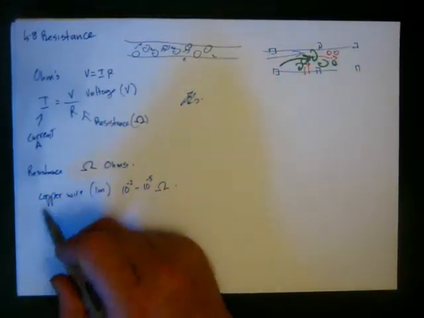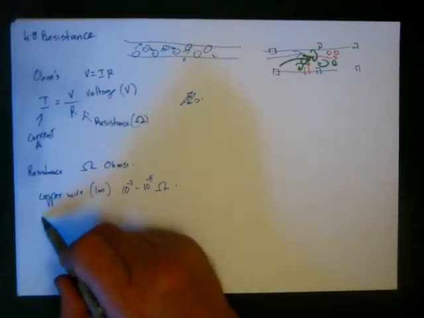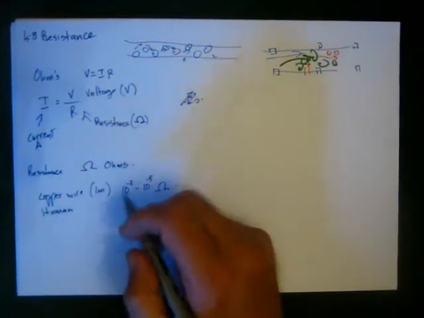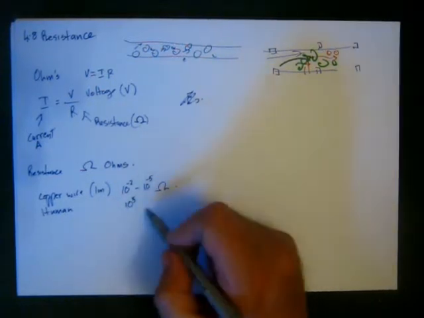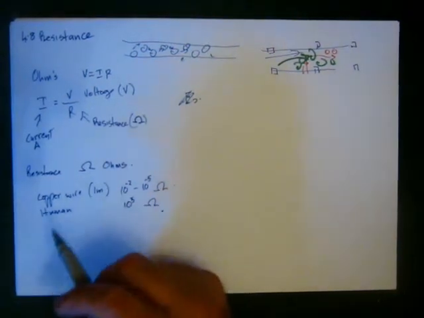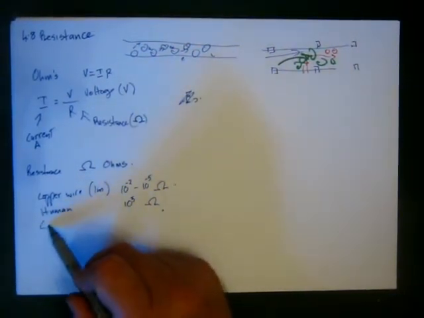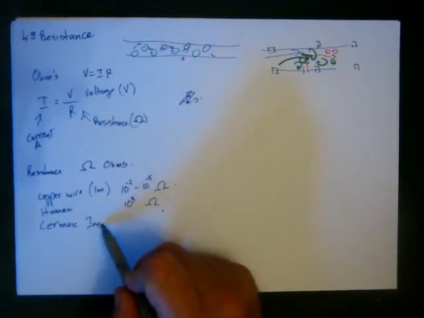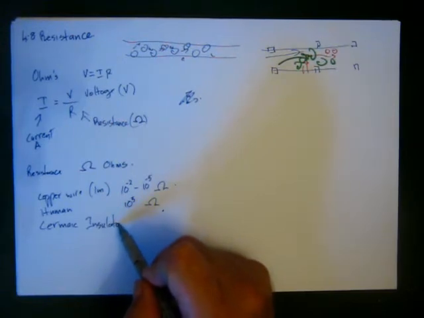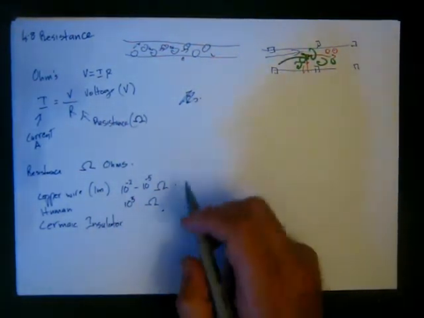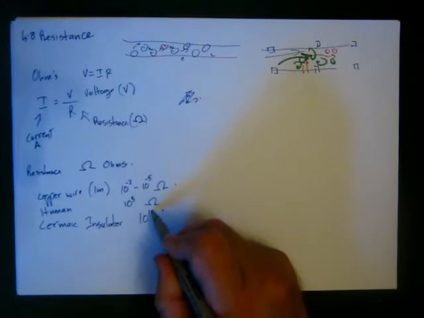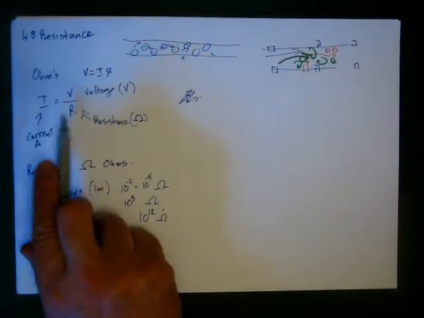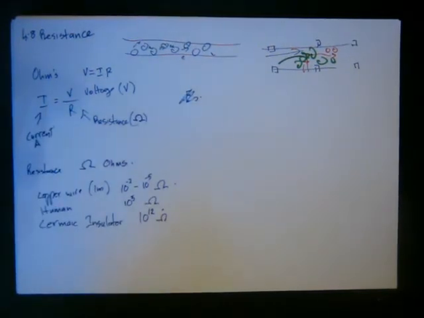So a human, assuming they're dry and not wet, it's going to be about 10 to the 5 ohms. A ceramic insulator, this is the type of stuff that you'd see holding wires on the high tension lines, could be 10 to the 12 ohms. So this is a very big number. If we put a very big number in there, that means a very small amount comes out.